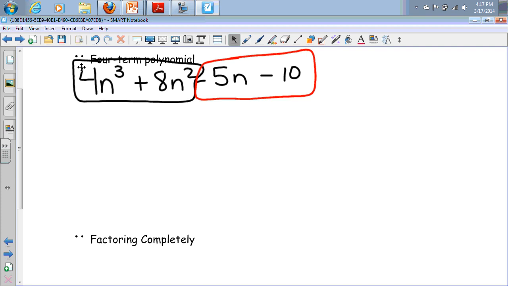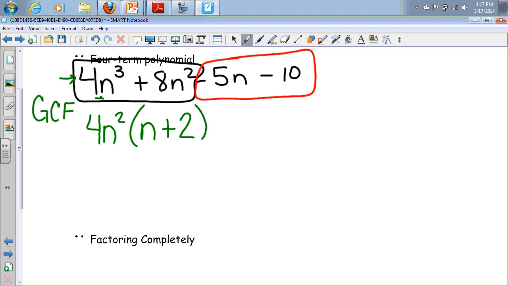Okay, let's get the GCFs. In my first term, I have a 4 as a factor of 4 and 8. I have n to the third and n squared. So I can take a 4n squared. When I do that, I'm left with n plus 2, right? If I were to distribute, this would become 4n cubed, and this would become 8n squared. So I'm good. 4n squared times n plus 2.